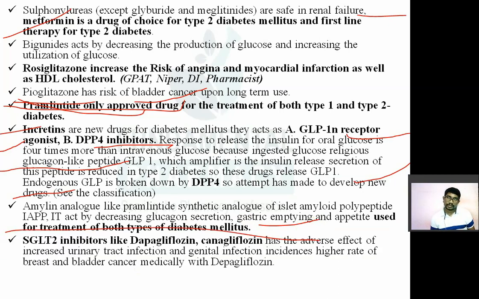Then SGLT2 inhibitors like empagliflozin, dapagliflozin, canagliflozin have an adverse effect of increased urinary tract infection because they increase the excretion of glucose. Because of that, increased UTI and genital infections are there. Higher rate of breast cancer and bladder cancer with dapagliflozin.